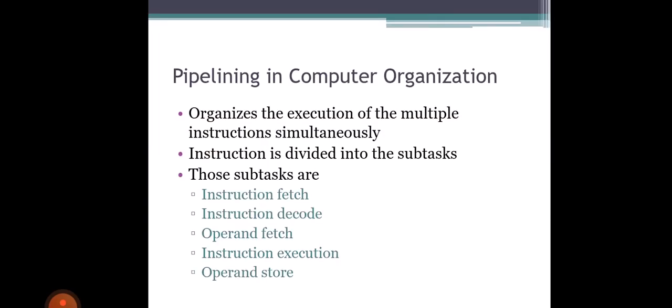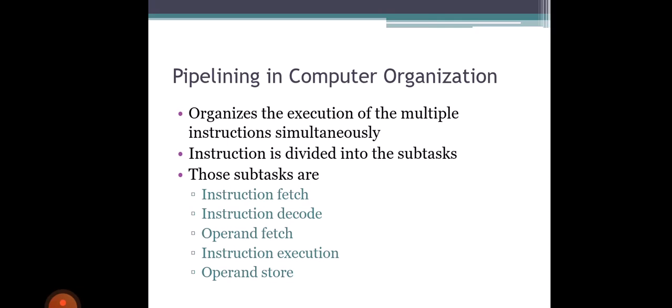Pipelining organizes the execution of multiple instructions simultaneously. It improves the throughput of the system, and in pipelining, the instructions are divided into subtasks. Each subtask performs a dedicated task. The instruction is divided into 5 subtasks: instruction fetch, instruction decode, operand fetch, instruction execution, and operand store.